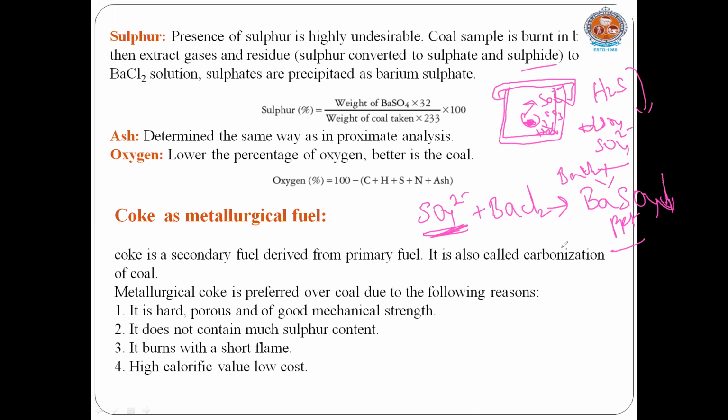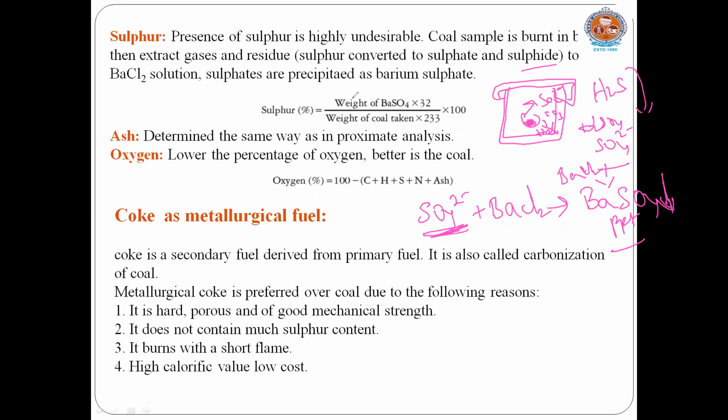After completion of this reaction, we filter the barium sulfate, separate it from the water, and wash it a number of times with distilled water. After that, dry it, then take the weight of the barium sulfate. Right. By using the barium sulfate weight, we can calculate the percentage of sulfur content.